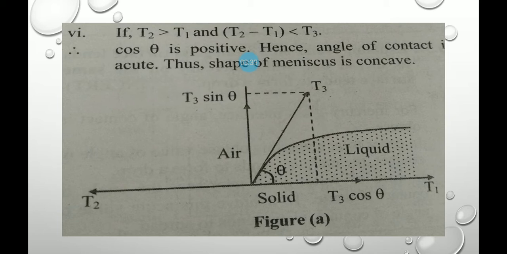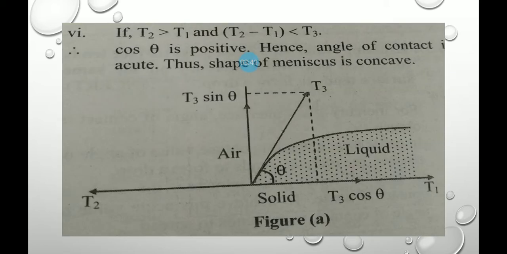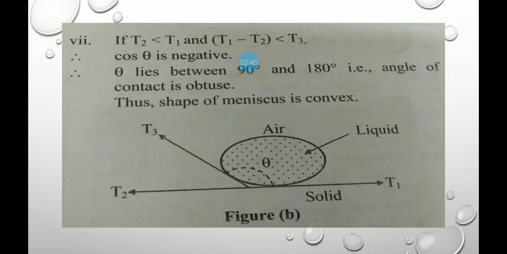Then the next condition: in the first diagram we considered that T2 is greater than T1. In this condition we consider T2 is less than T1 and T1 minus T2 is less than T3. In that case cos theta is negative and theta lies between 90 degrees and 180 degrees, that is, the angle of contact is obtuse. In the first diagram the angle of contact is acute. In this diagram, figure B, the angle of contact is obtuse. That's why the shape of the meniscus is convex.